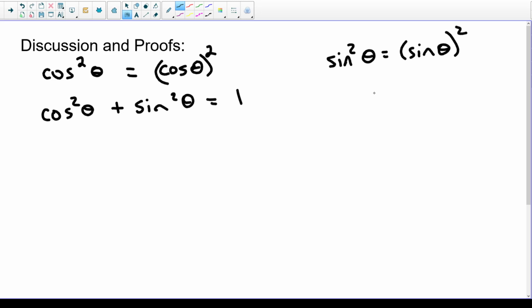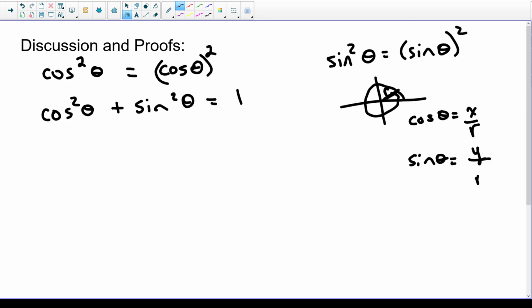Well, if we go back to our circle trigonometry stuff that we were doing recently, that's a terrible circle. Pretend that this is not a radius 1 circle this time. So this radius is r. We know that cosine theta is equal to x over r, and we know that sine theta is equal to y over r. So let's substitute those fractions in.